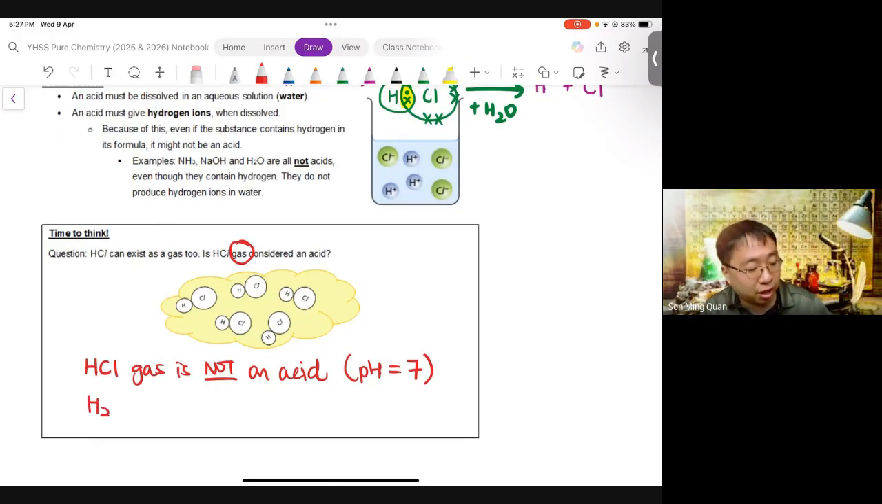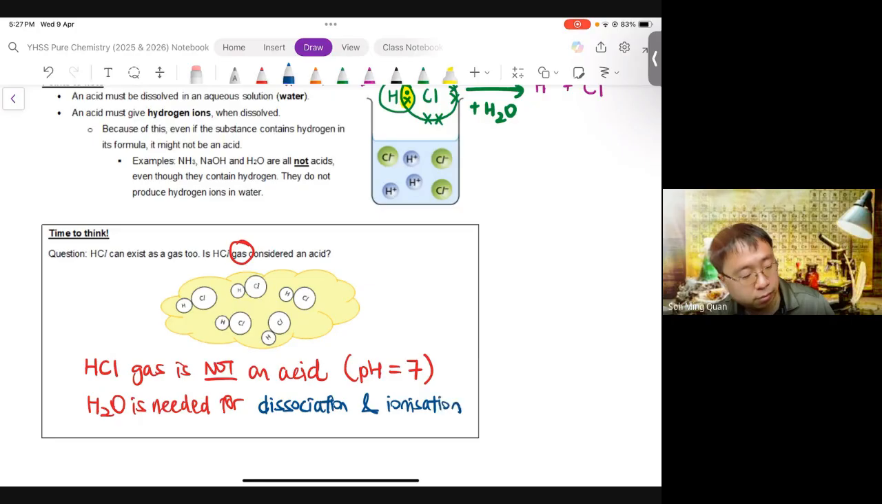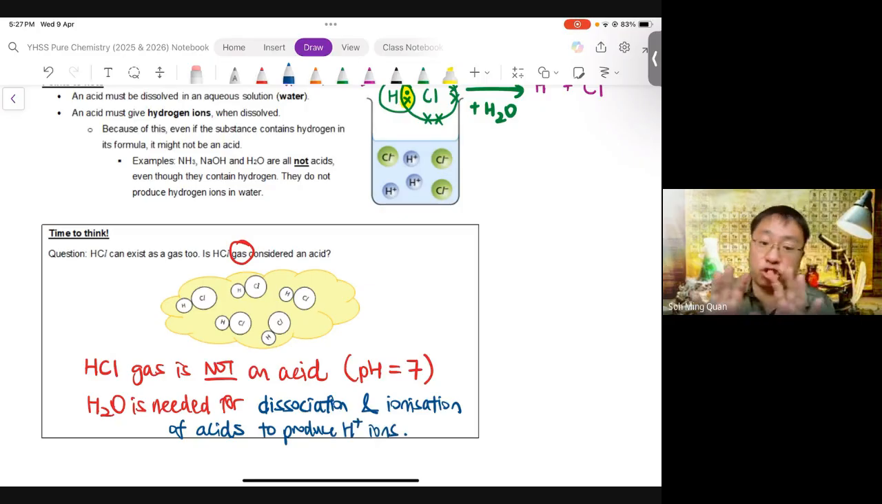Because water is needed for the two processes. What are the two processes? Dissociation and ionization. You need water to be present for dissociation to break up, and ionization to form ions with charge, for acids to produce H+ ions. Without water, if it's totally dry, it will not be acidic at all.